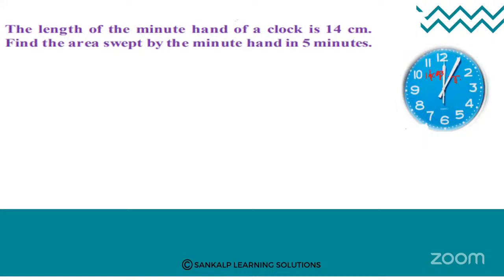First, write down what they have given in the question. Solution: the minute hand is the radius of the circle here. The minute hand of a clock is 14 centimeter, that means the minute hand is the radius of the circle.